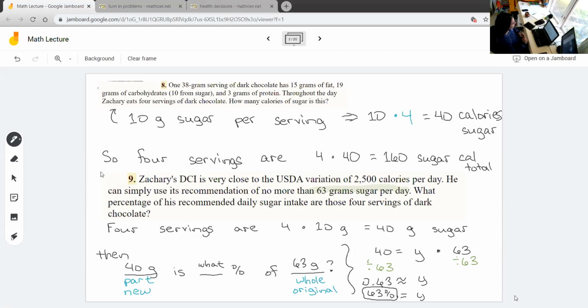But yeah, 160 calories isn't a whole lot. If that's like a bunch of his dessert throughout the day, he's not eating badly, but he's used up most of his sugar for the day with that.